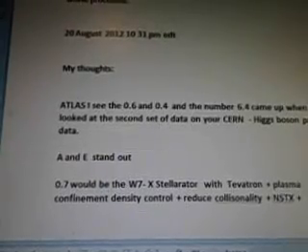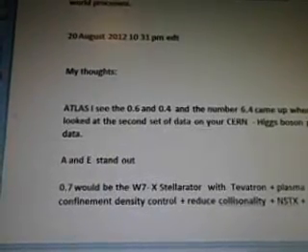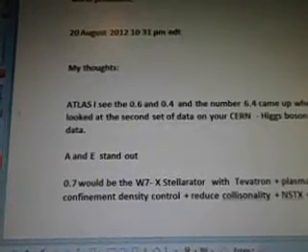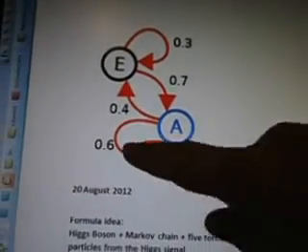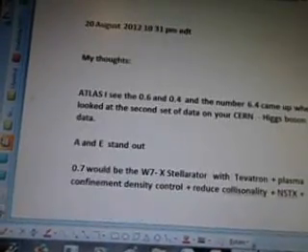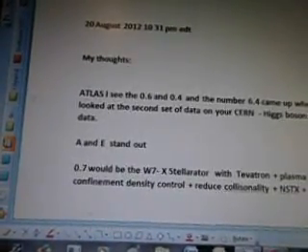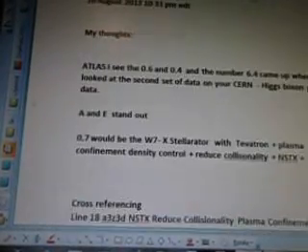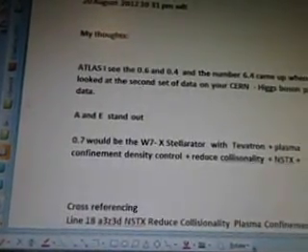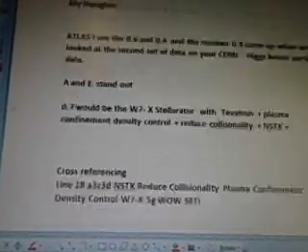So August 20th was when I was working on this research, and today is September the 13th, 2012. My thoughts: Atlas. I see the 0.6 and 0.4, which is in this here. See the 0.6, 0.4 with the A. And the number 6.4 came up when we looked at the second set of data on your CERN Higgs Boson particle data. So I'm referring to the Atlas graphs, okay? A and E stand out.